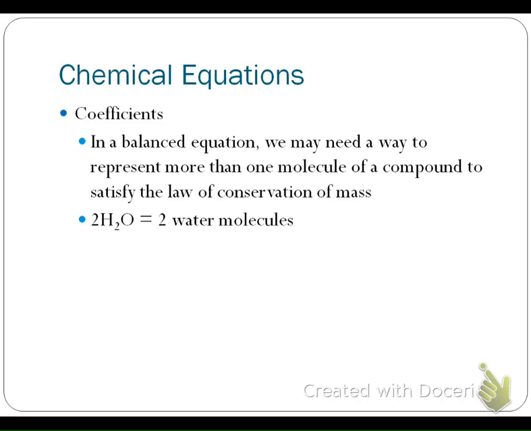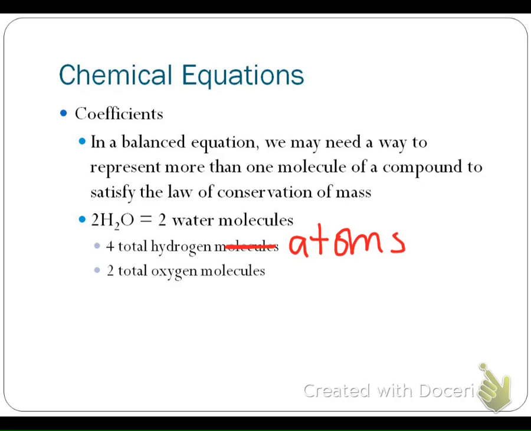So if I have something listed as 2H2O, that means I have 2 separate water molecules there, okay? I have 4 total hydrogen atoms and 2 total oxygen atoms. Technically that should probably say atoms instead of molecules, if we want to be 100% correct, okay? So technically I have 4 hydrogen atoms and 2 oxygen atoms.